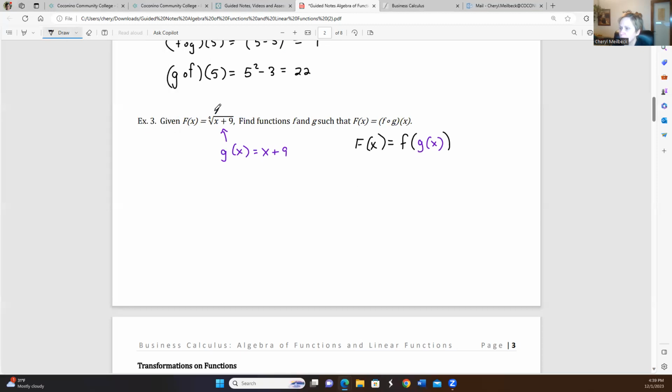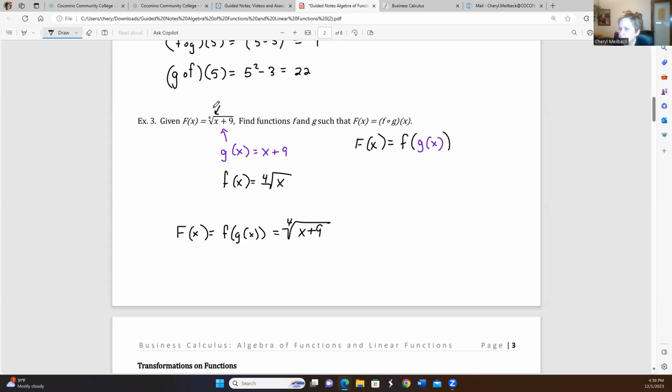and your outside function would be this part of it, which would be the fourth root. And we just write it as x. Let me show you what I mean. Checking this, we would write capital F of x would be f of g of x, where g of x is the inside function, and that is getting put inside here where the x is in the f of x function.